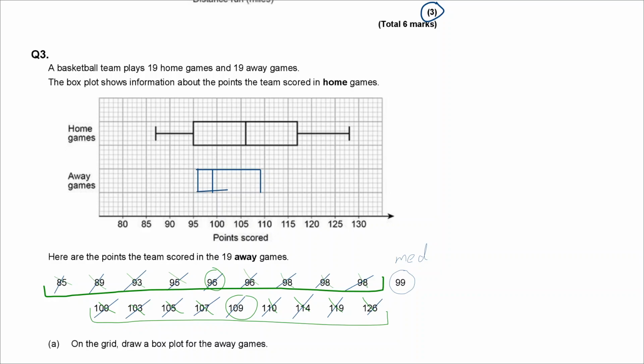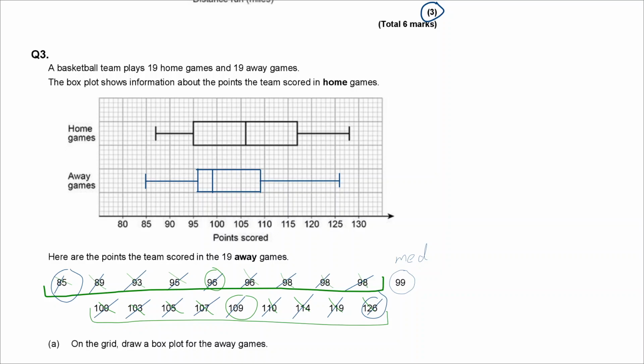Good. And then all I want now is the maximum and the minimum values. Well, the maximum value is really easy, it is 126. Let's go and plot that. 126, making it a little bit smaller. It's going to be 3 squares. There we go. The minimum value is 85, isn't it? So that's the smallest value. 85 is going to go over there. Good. Across. And there we go. And you have answered the question.